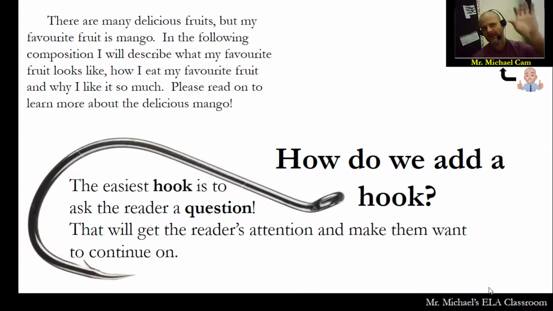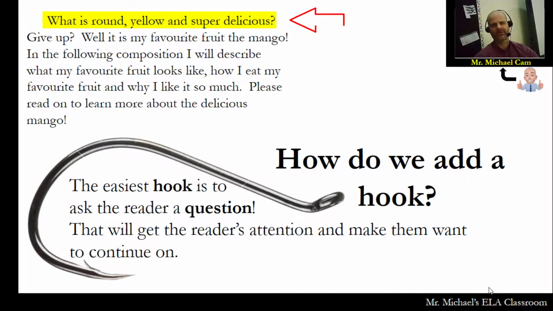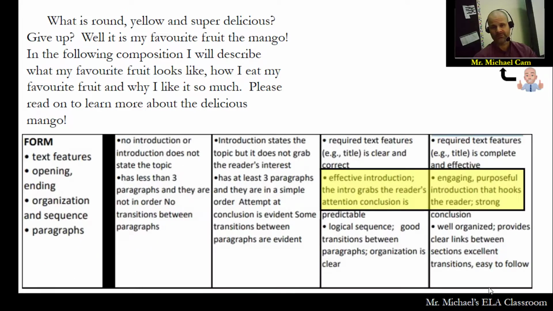So if I take my simple introduction and I add a question, I can go from a 2 to a 3 or a 4. So how would I do that? Right there. What is round, yellow, and super delicious? Give up? Well, it's my favorite fruit, the mango. So all I've done is I've added a question, and that makes it more interesting and makes people want to continue reading. So that turns our 2 into a 3 or a 4.